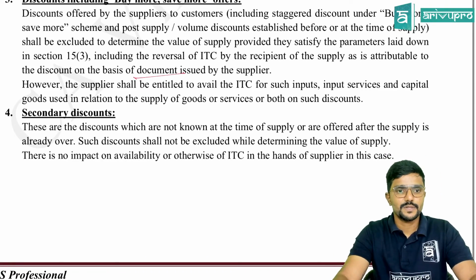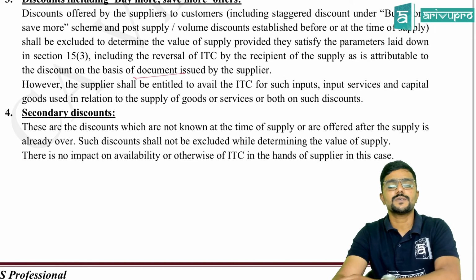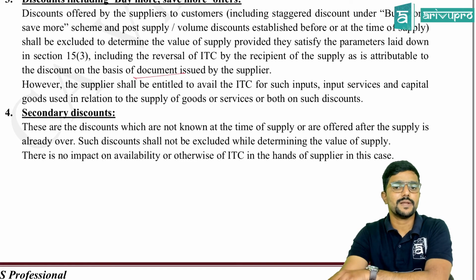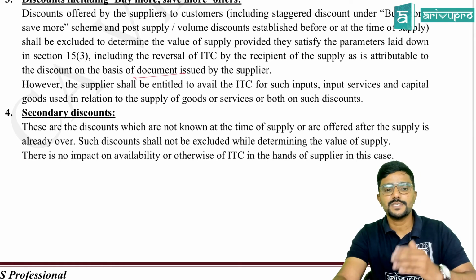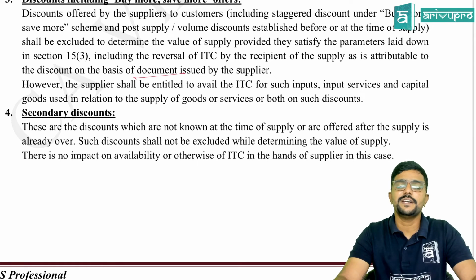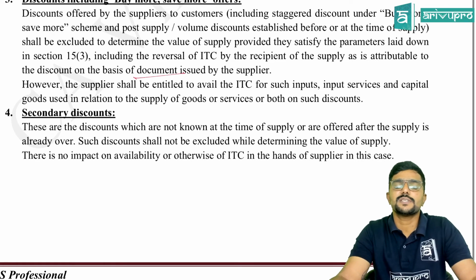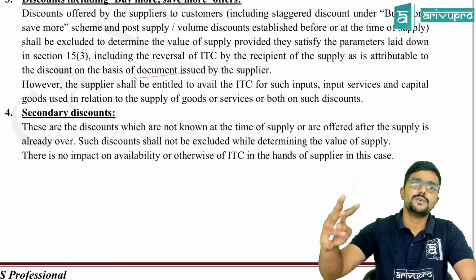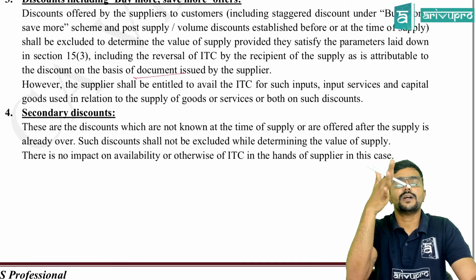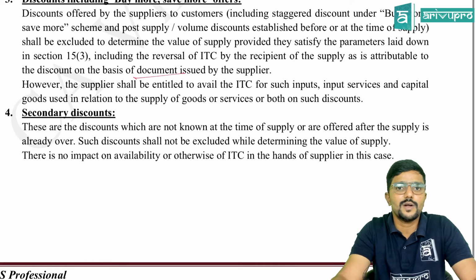Secondary discounts. These are the discounts which are not known at the time of supply or are offered after the supply is already over. Such discounts shall not be excluded while determining the value of supply because it was not agreed at the time of supply. So as per section 15.3b, it is the discount which is given after supply, but it was not agreed at the time of supply. So we will not reduce it while calculating the value. There is no impact on availability or otherwise of ITC in the hands of supplier.